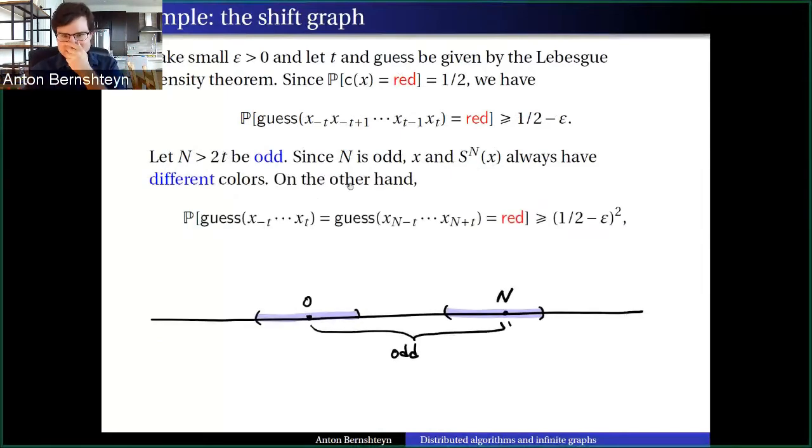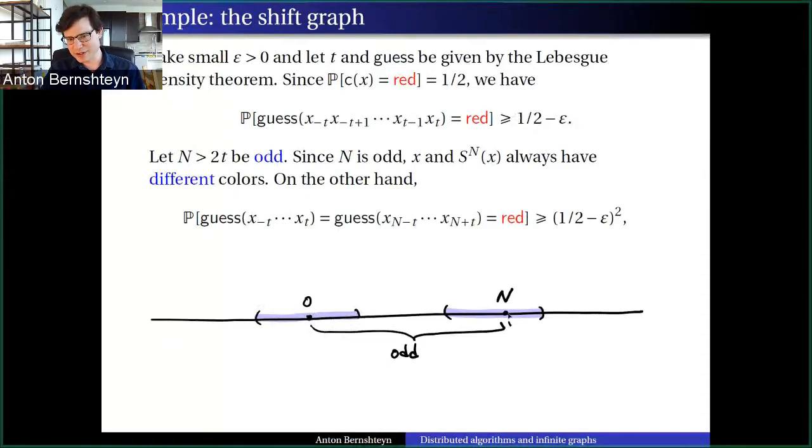Okay, but on the other hand, look at this infinite sequence. Call it x. I can look at what happens around 0 here, the digits from x at negative t to x at t. What happens when I apply my guessing function to this sequence? The output is red with probability at least 1/2 minus epsilon.